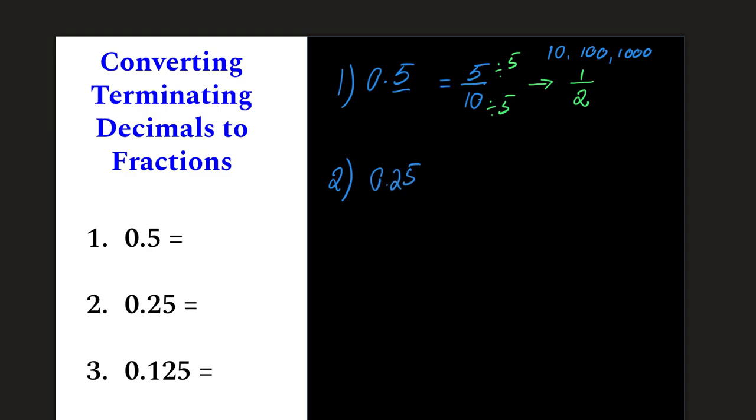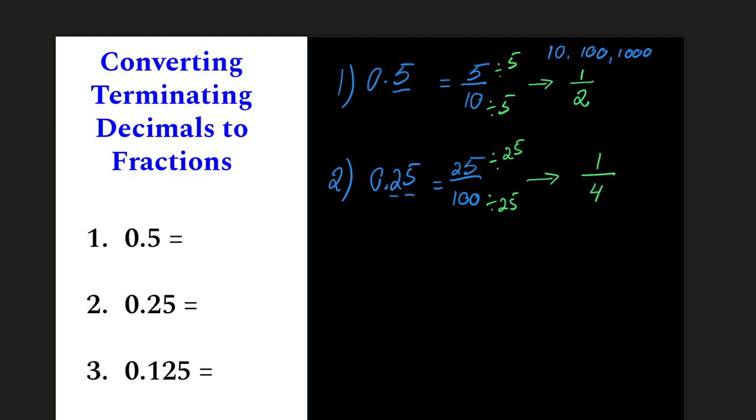0.25 has how many numbers after the decimal? 1 and 2, and therefore we're going to divide this by 100. Then again, we're going to go ahead and simplify. Both numbers can be divided by 25, and therefore our answer is 1. 25 divided by 25 equals 1, and then 100 divided by 25 equals 4. 1 over 4. Let's try the last one.